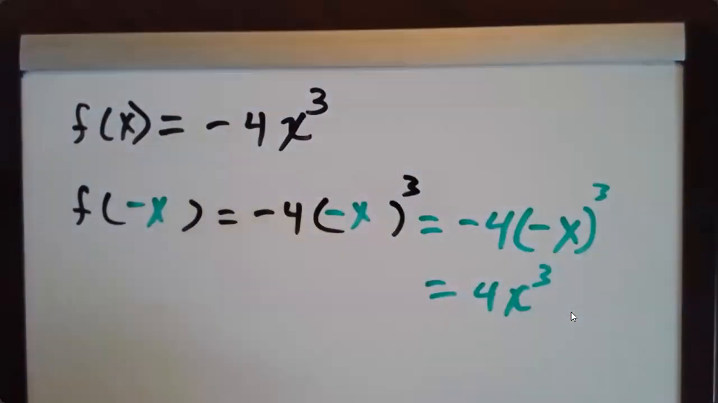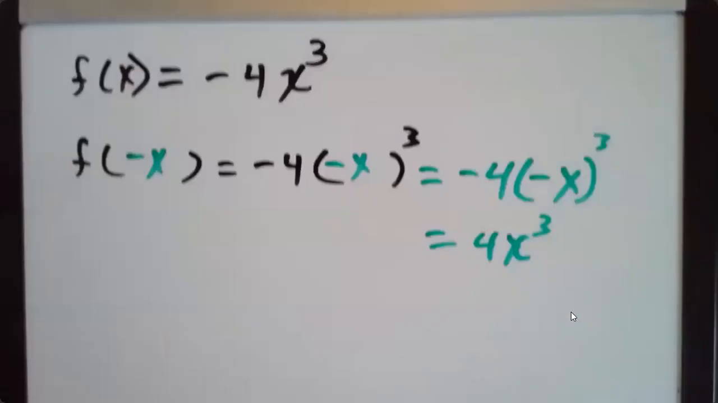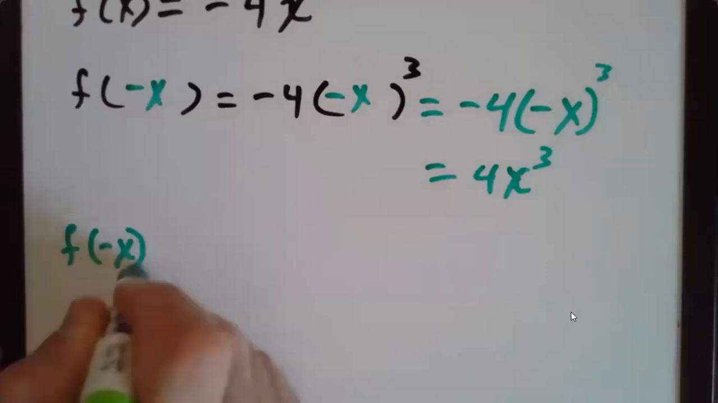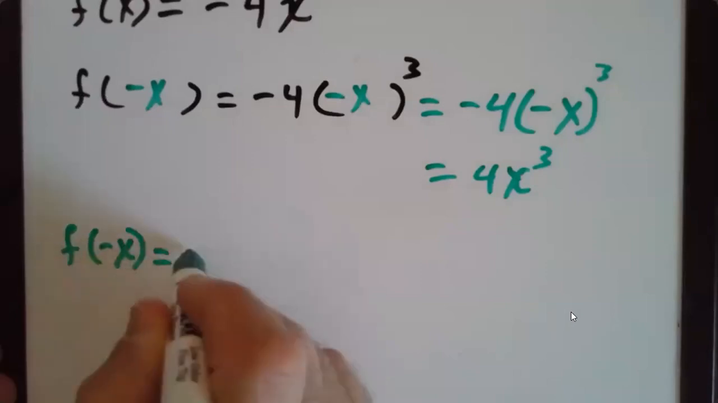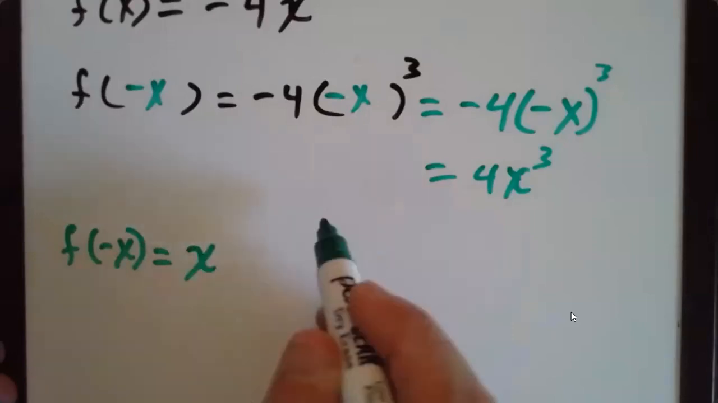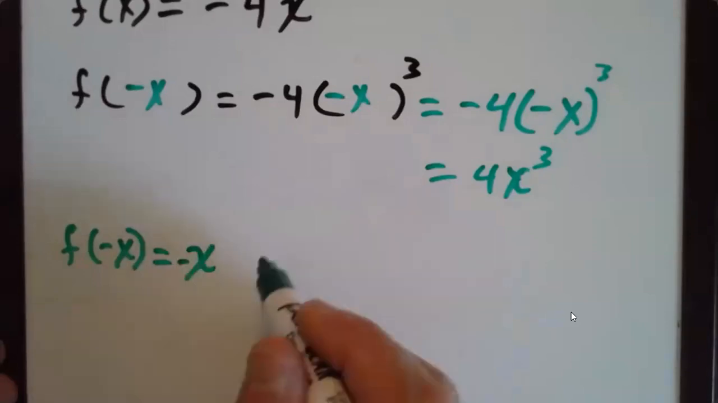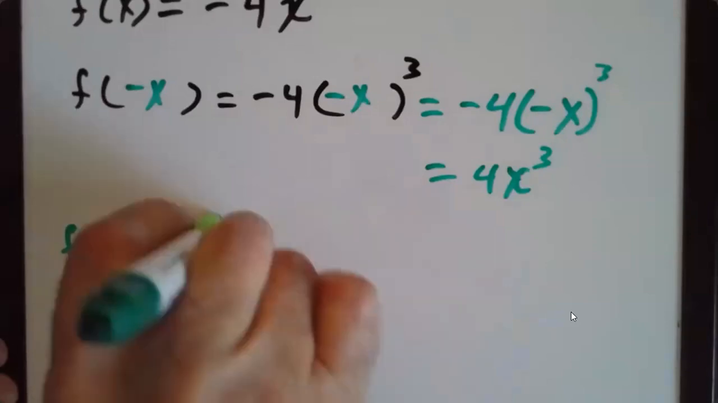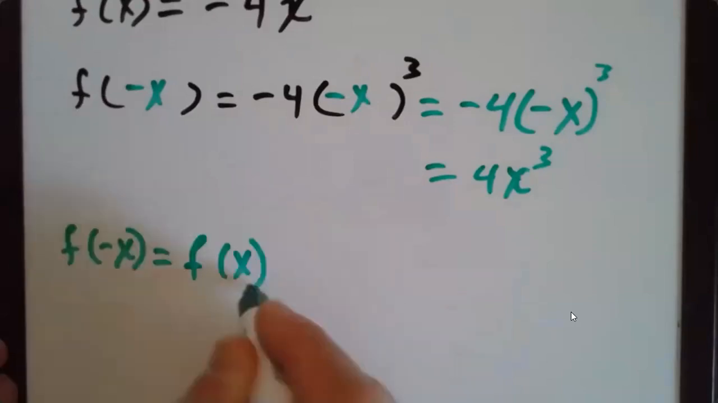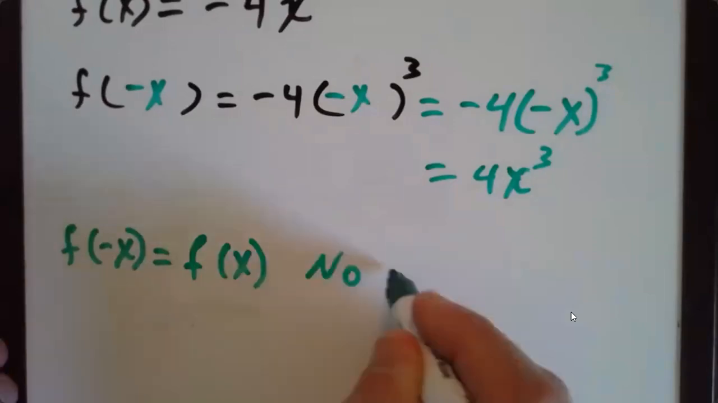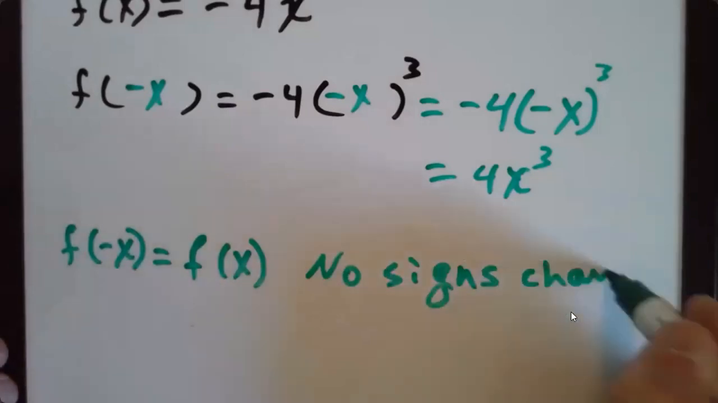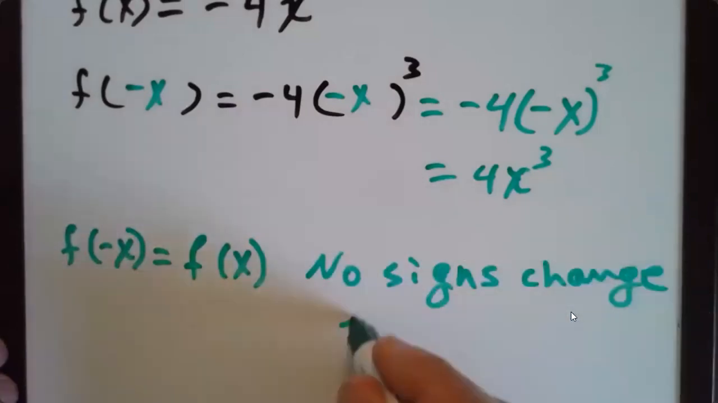Okay, so how do we know algebraically if this is even, odd, or neither? If we substitute negative x in and we get x out, in other words, after we simplify, no signs change, then it's classified as an even function.